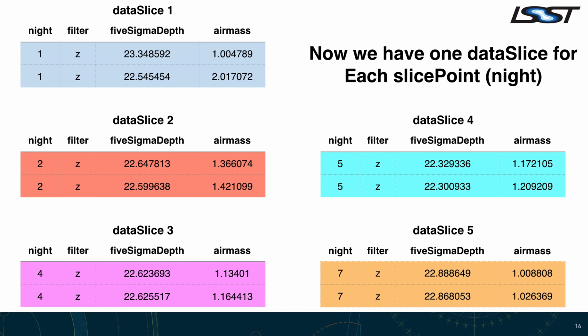And I'm saying these words, data slice and slice point, because they're part of the MAF language or grammar. Each data slice is just the data from that night, and the slice point is the night itself. So hopefully you're starting to see this picture in your head of how you're paring things down to the point where you're actually going to calculate the metrics. Okay, so we've got these 5 different data slices, and now we're at the point where we'd like to calculate a metric on them.